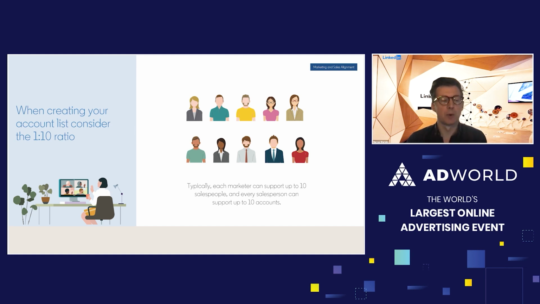Typically, each marketer can support up to 10 salespeople, and every salesperson can support up to 10 accounts. That's the main thing, really. One additional piece of information is that the alignment between sales and marketing is crucial. Whether they set up a one-to-one meeting every week with the people they're helping with marketing activities, so they can keep them updated on where they are, but also so there's a feedback loop from the sales team to tell them how the quality of the leads is, what they need to refine, and how far along they are in the purchasing cycle. This is really crucial.